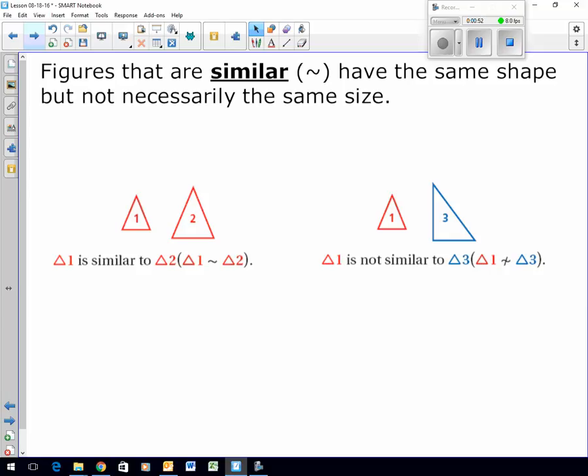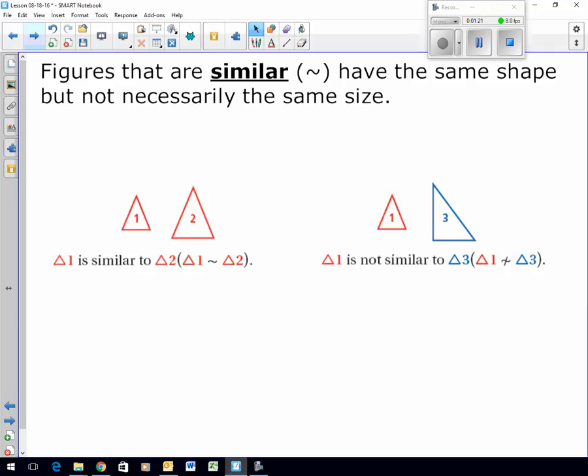Our math coach wants me to correct this and tell you that figures that are similar have the same shape. So that's all you should write down. Have the same shape. It's true that they do not necessarily have the same size. They can have the same size. If figures have the same shape and size, we call them congruent.